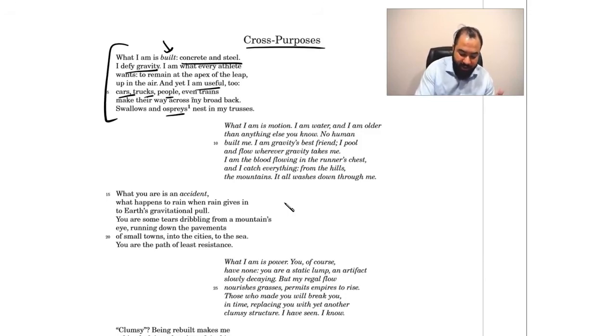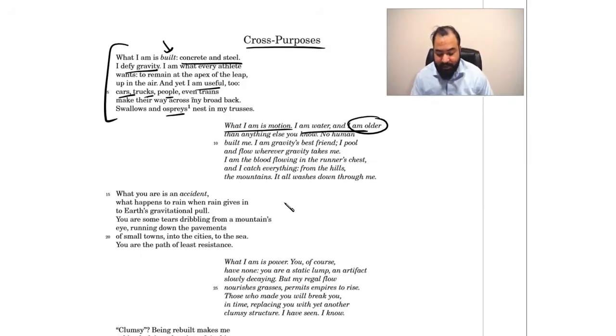And let's see who is on the other hand. What I am is motion. All right. Like motion is some sort of movement, like fluctuation. I am water and I'm older. Okay, so it's water. And I'm older means it's trying to say it's been there for a long time. Older than anything else you know. So older than everything else. No human built me. I am gravity's best friend. I pull and flow wherever gravity takes me. I'm the blood flowing in the runner's chest.